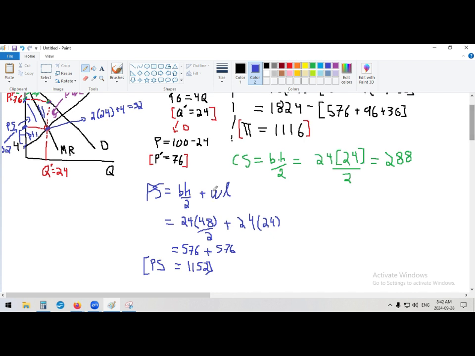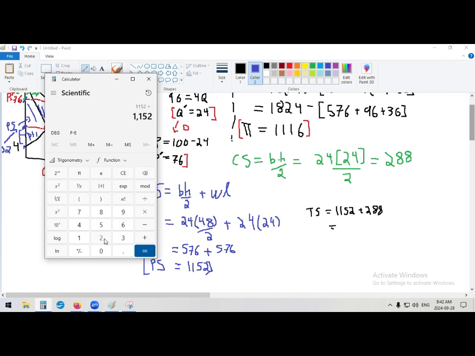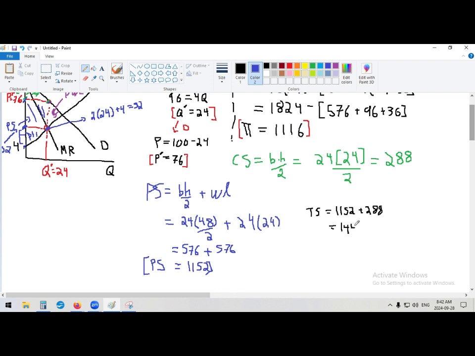So once we have those, you can figure out total surplus, of course, is just producer plus consumer surplus. So if we add those two up, you get your total surplus. So we take, okay, we have this, we just add the 288. So we get 1440 for total.